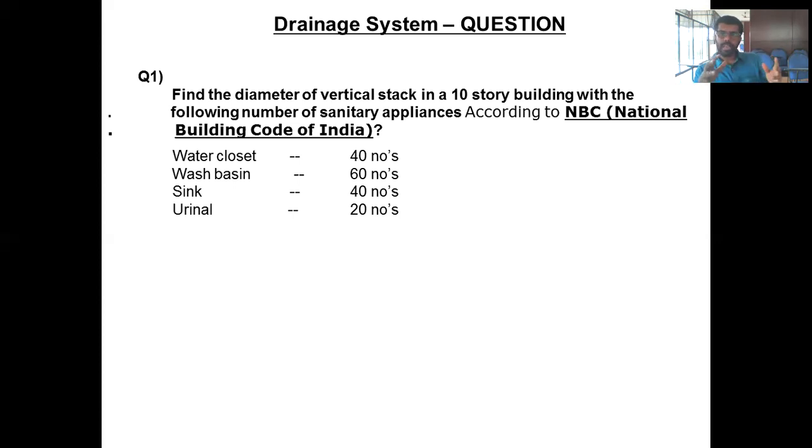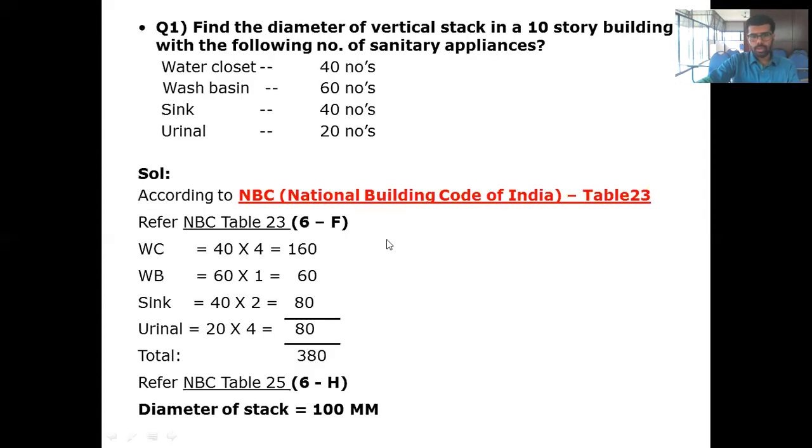The sanitary appliances given are water closet 40 numbers, wash basin 60 numbers, sink 40 numbers, urinal 20 numbers. So if you have this many fixtures, when you are trying to decide your stack, your vertical pipe, you need to know the size of the diameter of the vertical pipe. For this, you need to know the fixture unit.